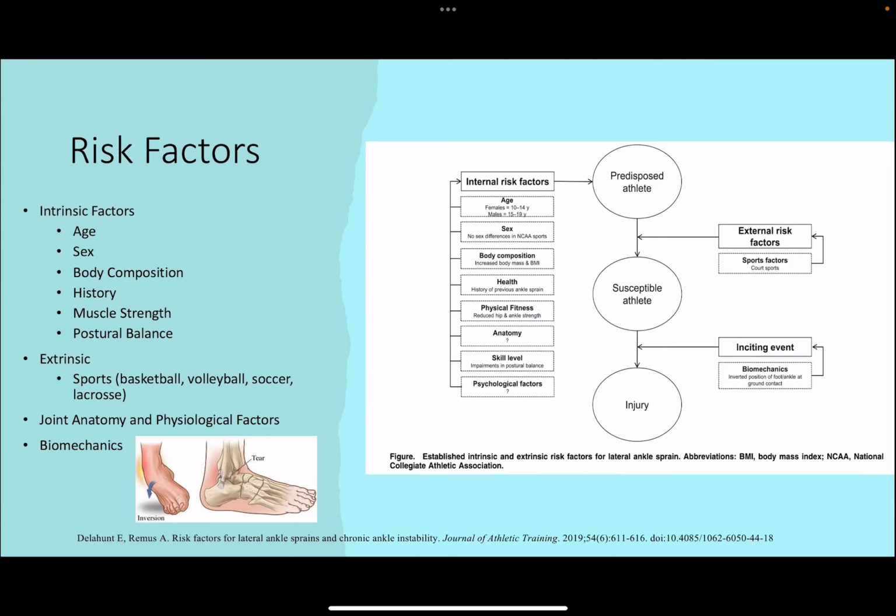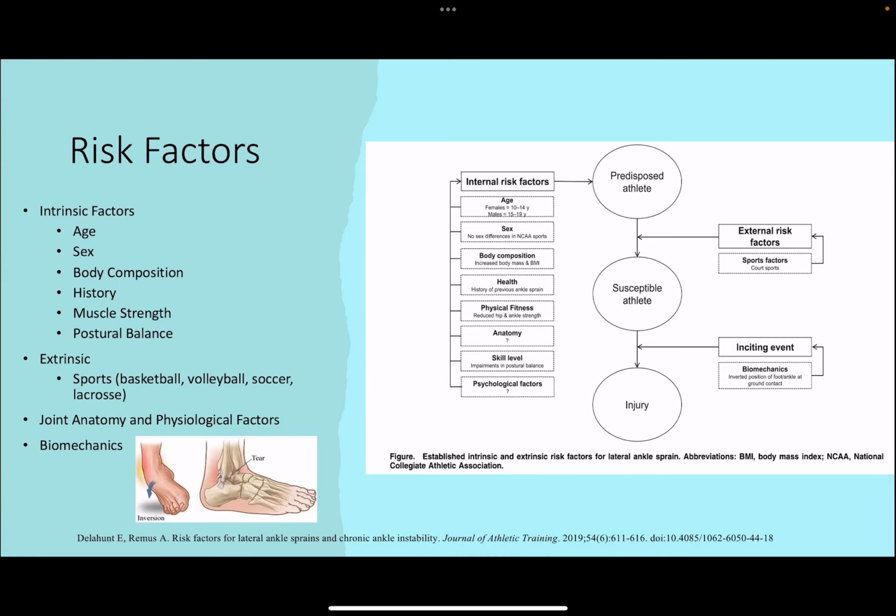And then also they added in about sports. So obviously those who are in sports that are like running, cutting, and jumping are more predisposed to lateral ankle sprains.